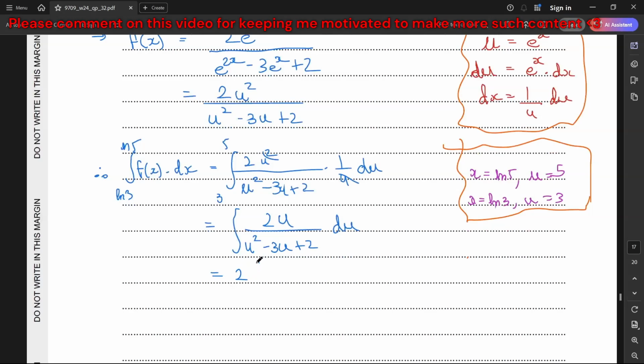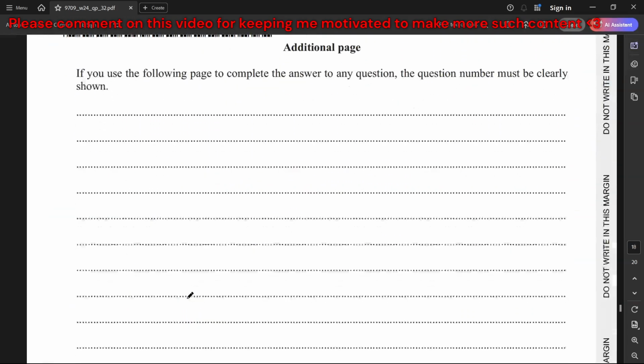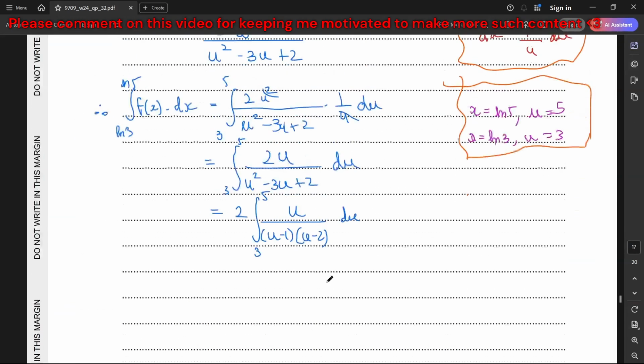So I'll bring 2 out, u over u minus 1, u minus 2 du. And obviously it is going from 3 to 5. Okay. And now if I solve the partial fractions along the way, I'm going to use another color for that. I'm not really able to find a good color. Okay, I'll do with green. I'll just check how much space is given to us. Okay, we are having good space.